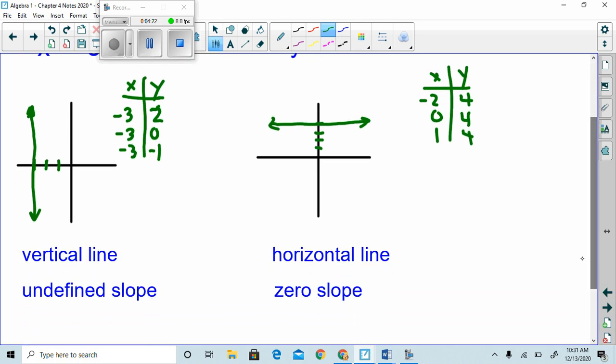So vertical lines have that undefined slope and horizontal lines have a 0 slope. These are the two important types of slope that will definitely be on our exam.